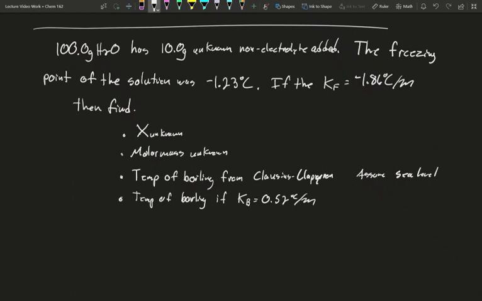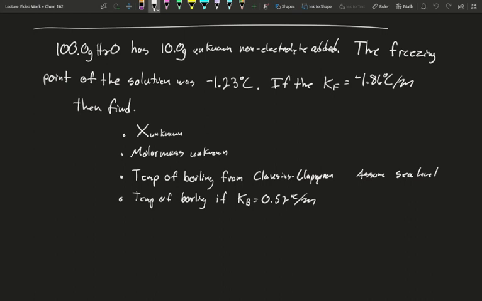So in this video, let's take some of our colligative properties and use them to find information about each other. Here we've got 100 grams of water and 10 grams of an unknown non-electrolyte that is added, maybe sugar or something. We stir it up, and then we measure its freezing point. We find that it freezes at 1.23 degrees Celsius below zero.